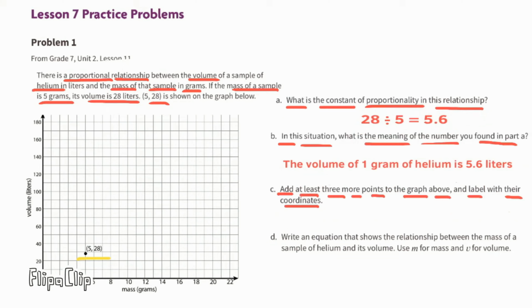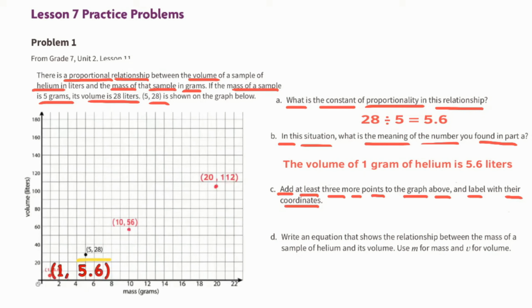C. Add at least 3 more points to the graph above and label with their coordinates. In the lower left-hand corner, you can see a point labeled at coordinates 1 and 5.6. And the next point up that I made is located at 5 and 28. Then the next one up from that is located at 10 and 56. And then finally, the last point that I made is located at 20 and 112.